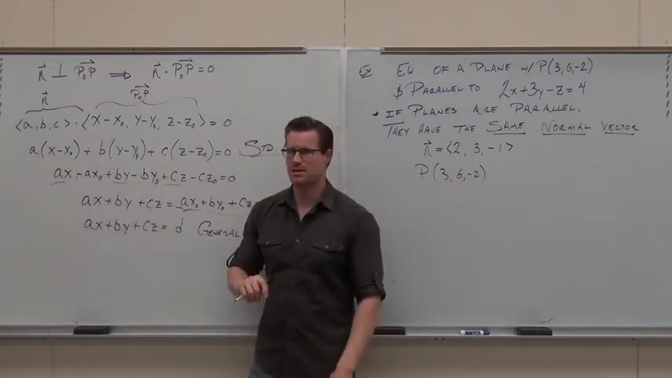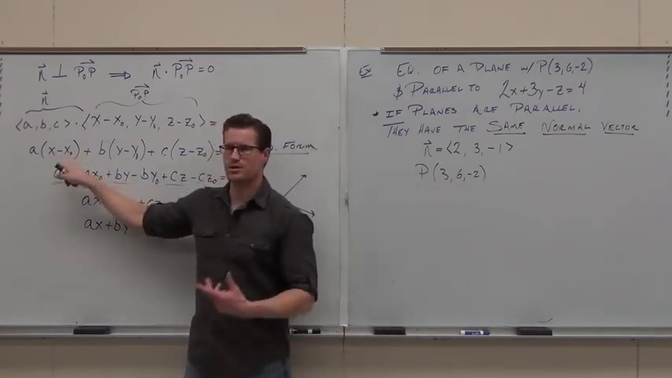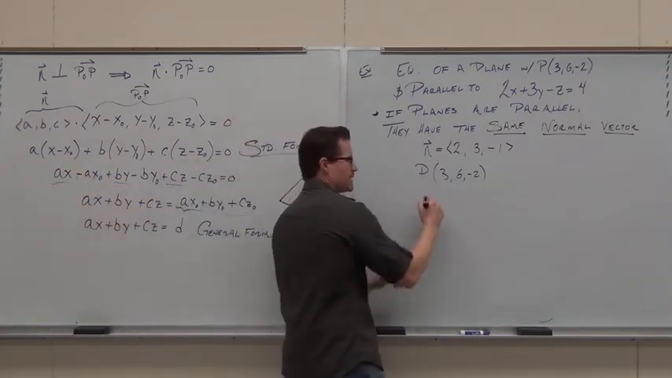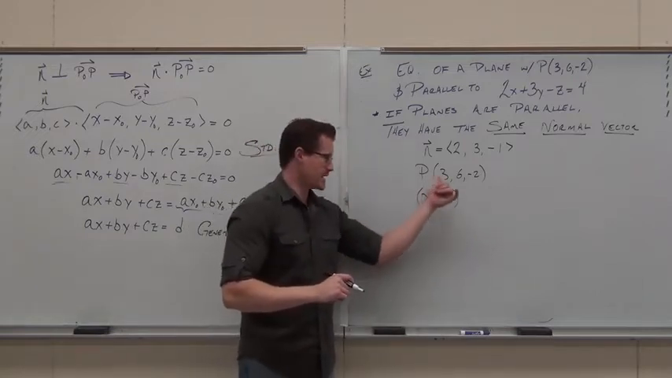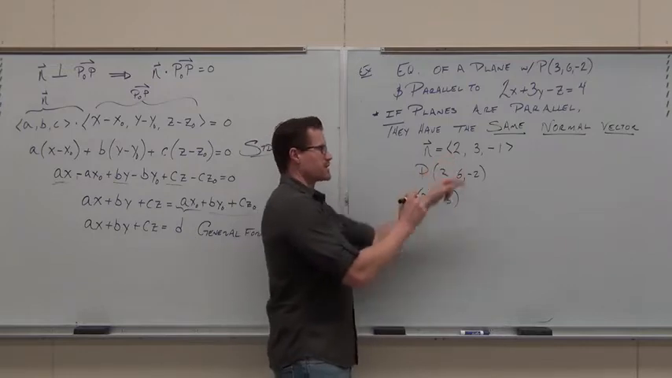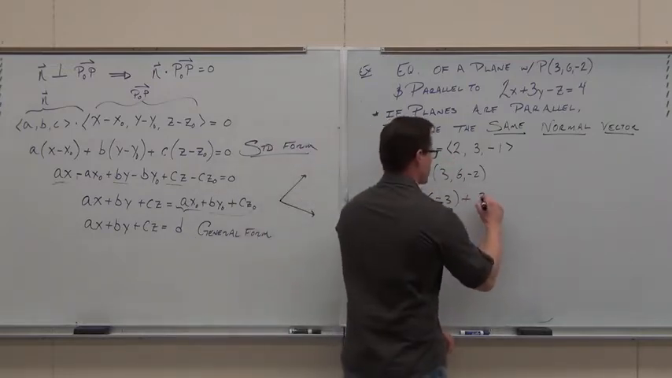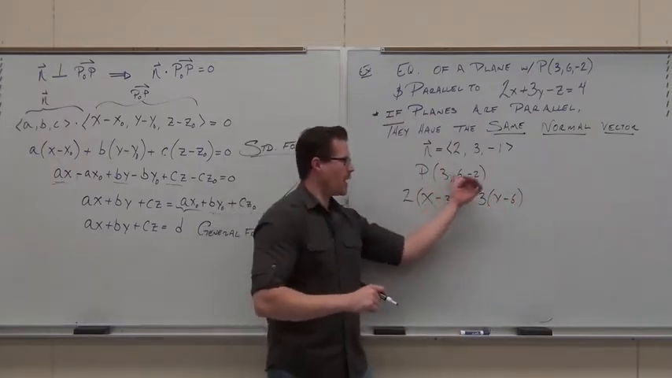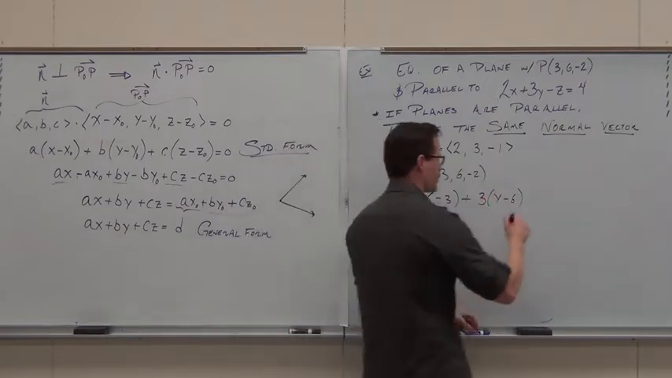So here's how I always think about it. X's and X coordinates go together. So if I build it, I know I have to have an X minus 3 because that's the X coordinate at that point. And then the vector is what goes on the outside. X minus 3, Y minus 6, I get the 3 because that's my normal vector component for Y.